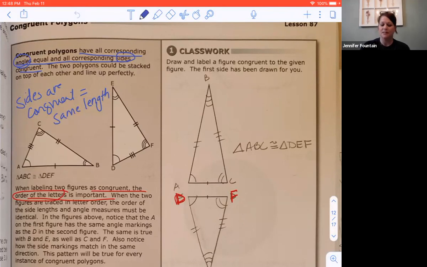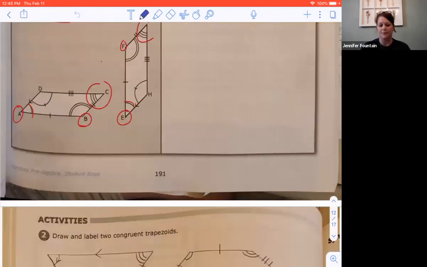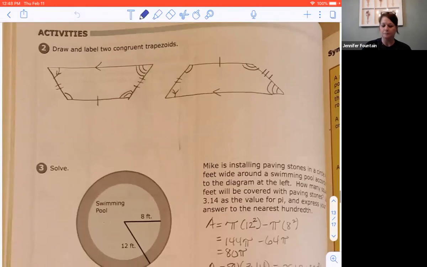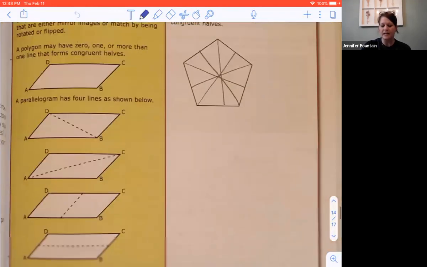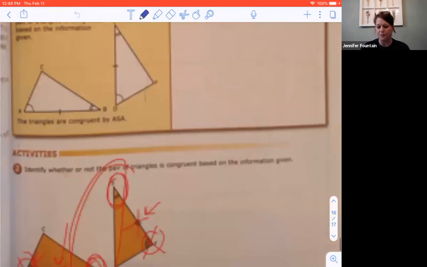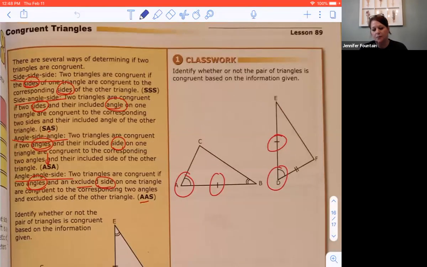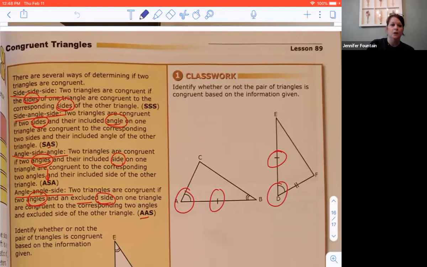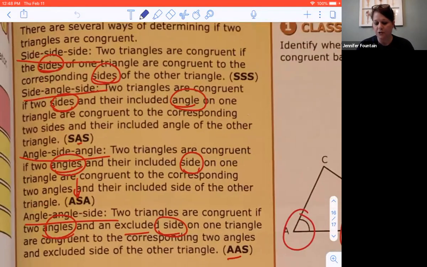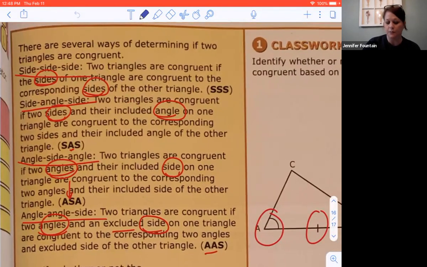Okay, so same size, same shape, same angle measures, all that good stuff. And then actually, I told y'all that I kind of jumped over and did the same thing. We talked about lesson 89, where we said we have different types of triangle congruence. And we said that the first one was side, side, side congruence. And so that was when I have three sides of one triangle are congruent to three sides of another triangle. So that's side, side, side.